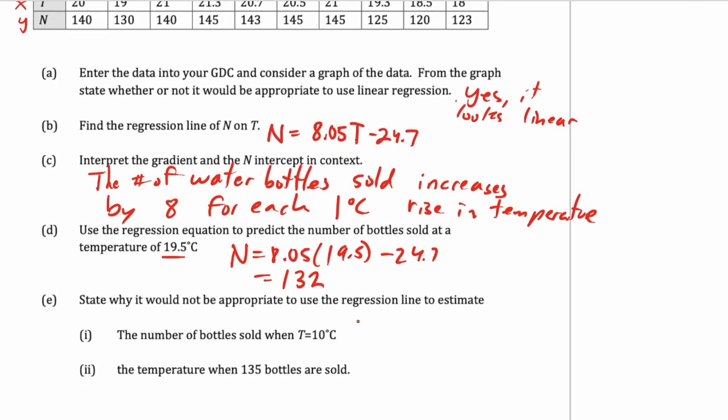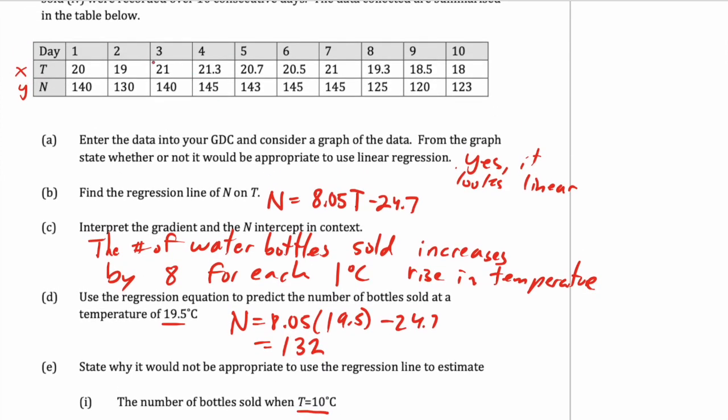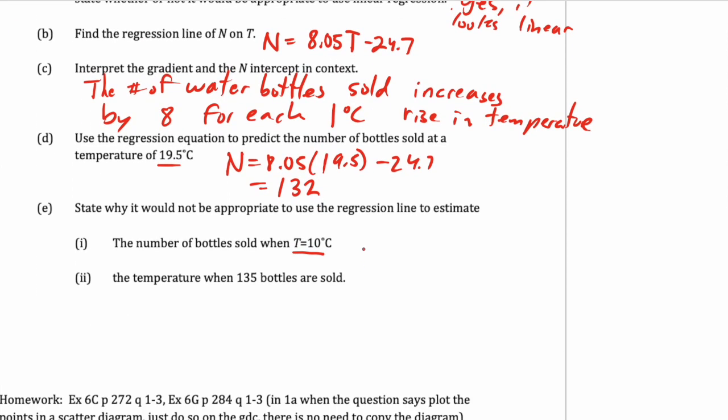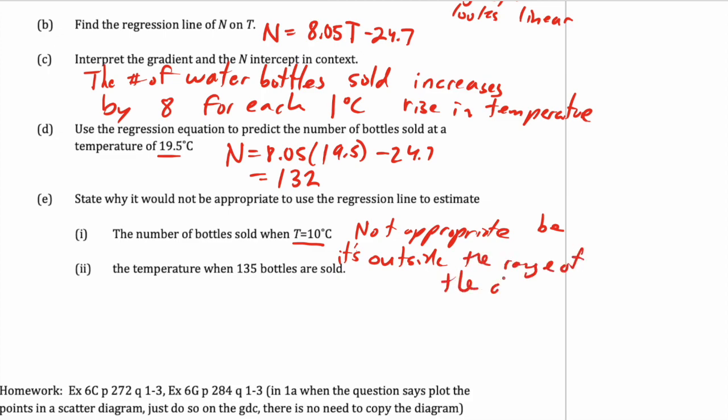State why it would not be appropriate to use a regression line to estimate the number of bottles sold when t equals 10. When we look at the data, the temperatures are all between like 18 and 22 or 21. So it's way outside the range of the data, so not appropriate because it's outside the range of the data. That's called extrapolation, if you want to use that word. Extrapolation means a prediction outside the range of the data.